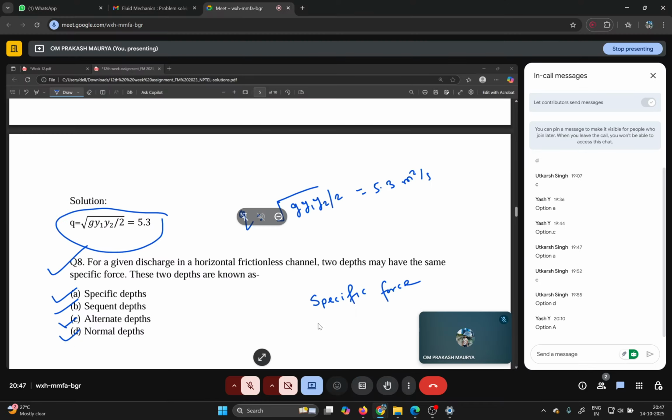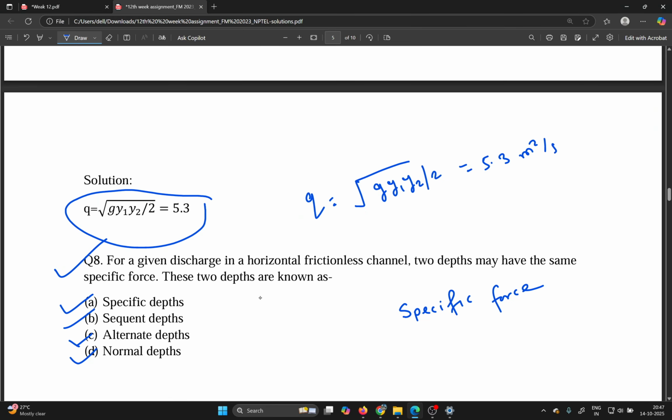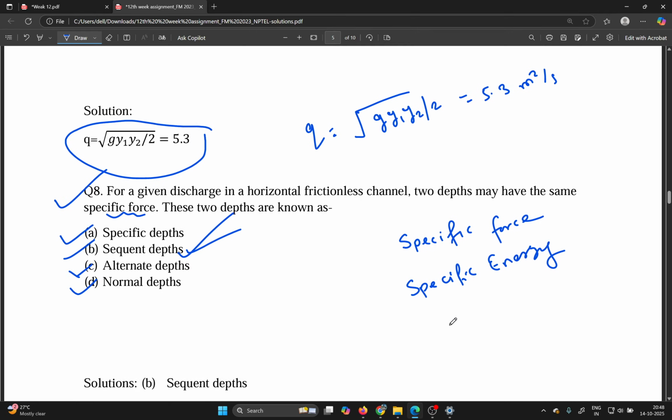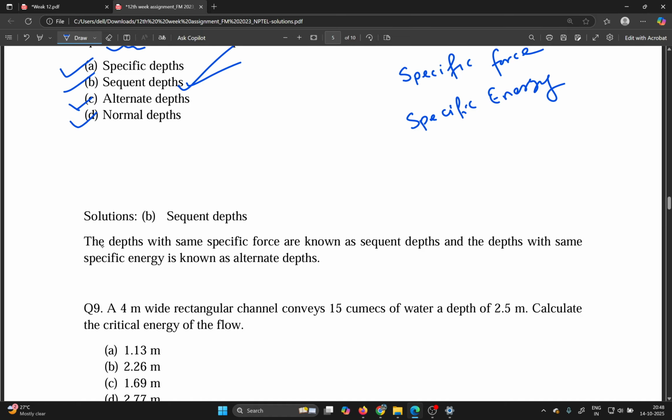Okay, so the answer for this question is, if it is on specific force, remember, it is the second depth. If the question was like that, for a given discharge in a horizontal frictionless channel, two depths may have the same specific energy, then we will go with the alternate depth. But here the specific force is given, so you need to go with the second depth. Here option B will be correct. I can read this: the depths with the same specific force are known as the second depth, and the depths with the same specific energy are known as alternate depth.